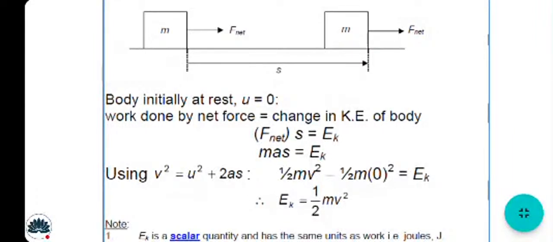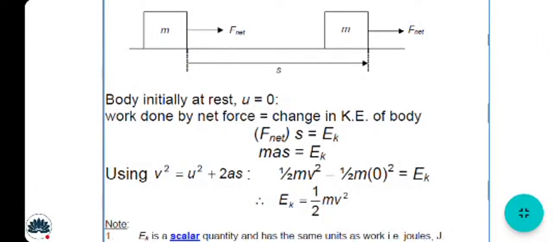The u squared goes to the other side and is subtracted from the final velocity squared, so 2as equals v squared minus u squared. The 2 is divided over, so as equals (v squared minus u squared) upon 2.